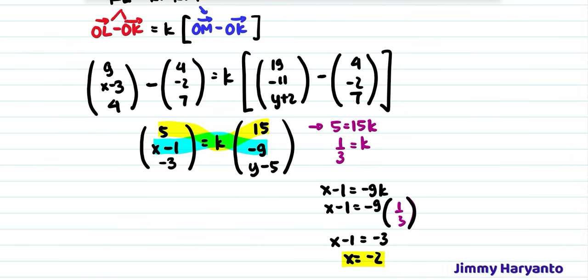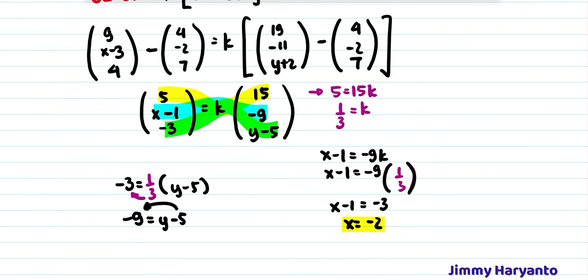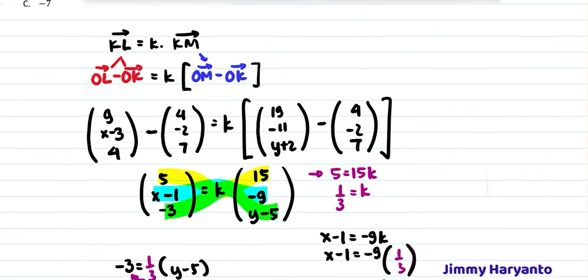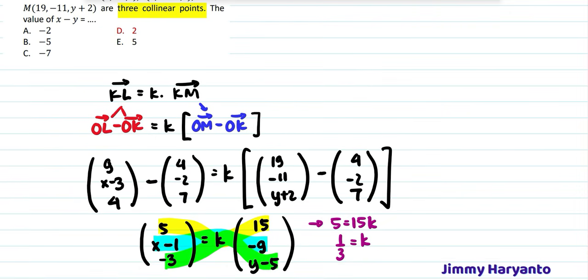Next is y. Y is coming from this one. So -3 equals to k times y minus 5. The k is 1/3. And then I will cross multiply this. So I will get -9 equals to y minus 5. And then you move this. You have y equals to -4. Okay, x is -2. Y is -4. So -2 minus -4 equals to 2.